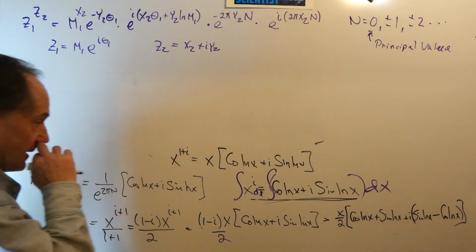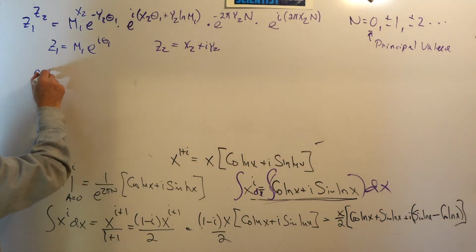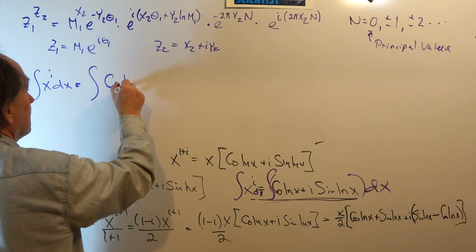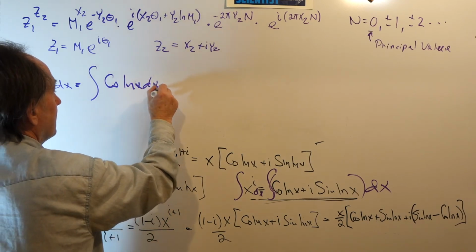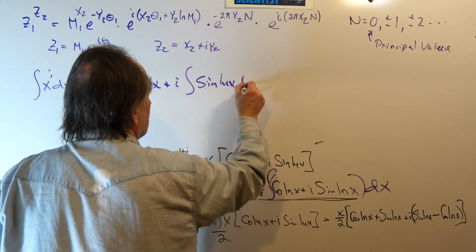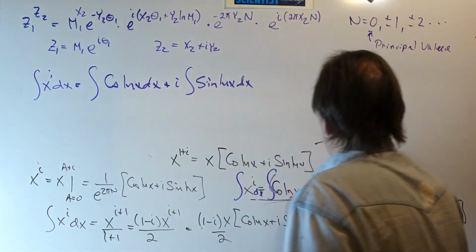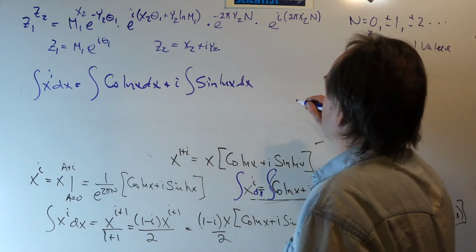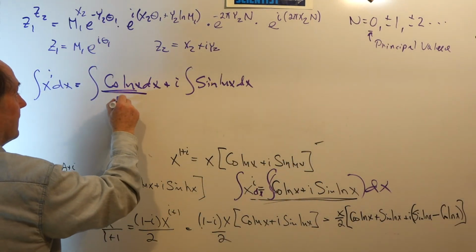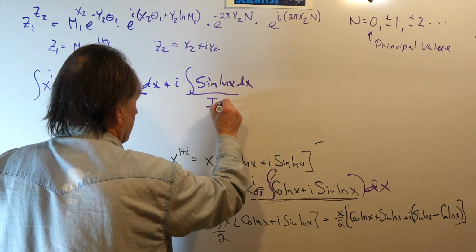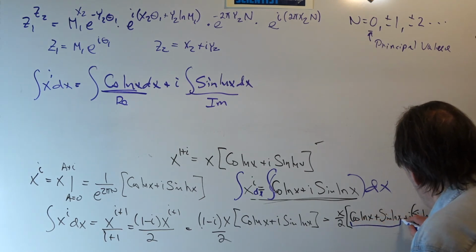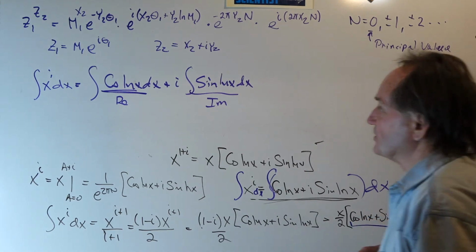Okay, so we have the integral of x to the i dx, which is the integral of the cosine of the natural log of x with respect to x plus i times the integral of the sine of the natural log of x with respect to x. And that's what we have here, and that's equal to this portion. So we can say here is the real part, here is the imaginary part. x over 2 times this is the real part, and then x over 2 times that is the imaginary part.